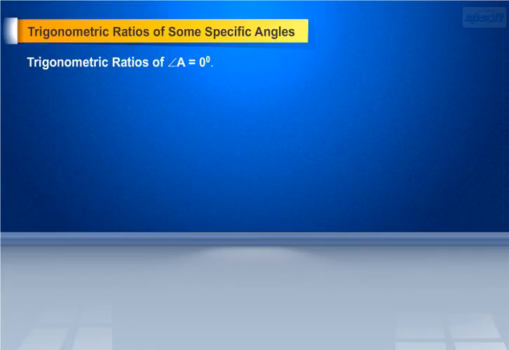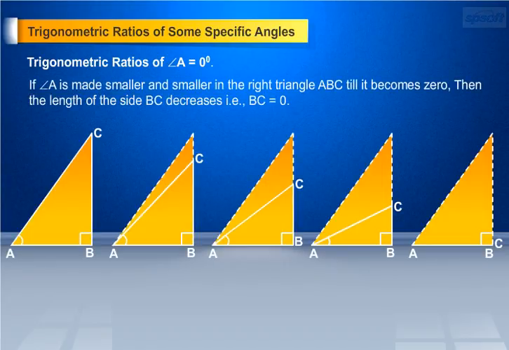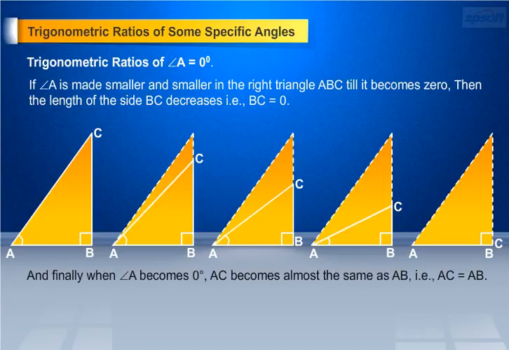Trigonometric ratios of angle A equals 0 degrees. If angle A is made smaller and smaller in the right triangle ABC till it becomes 0, then the length of the side BC decreases, that is, BC becomes 0. As angle A gets smaller and smaller, the point C gets closer to point B. And finally, when angle A becomes 0 degrees, AC becomes almost the same as AB. That is, AC equals AB.